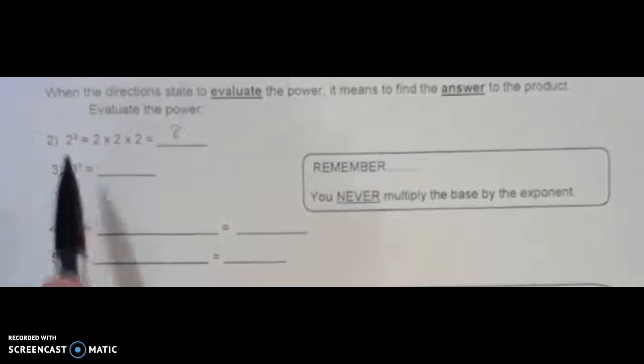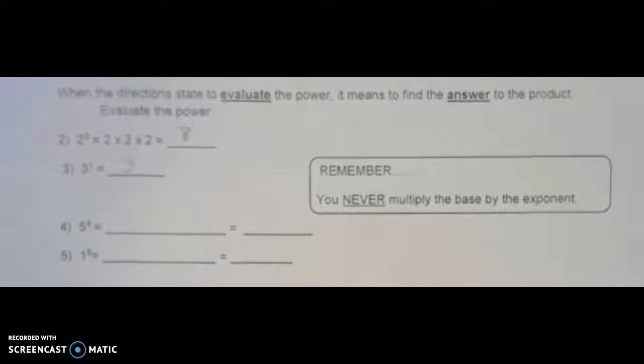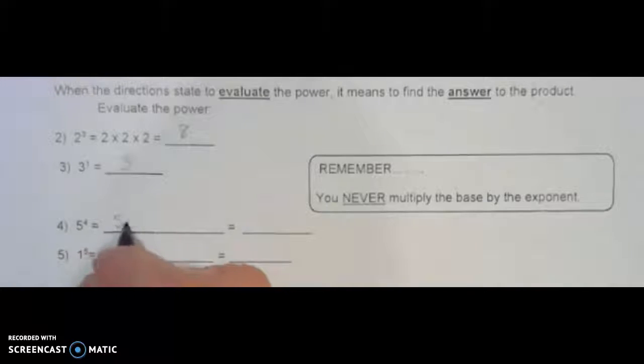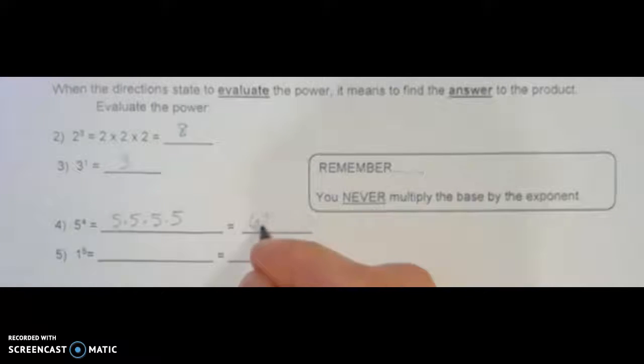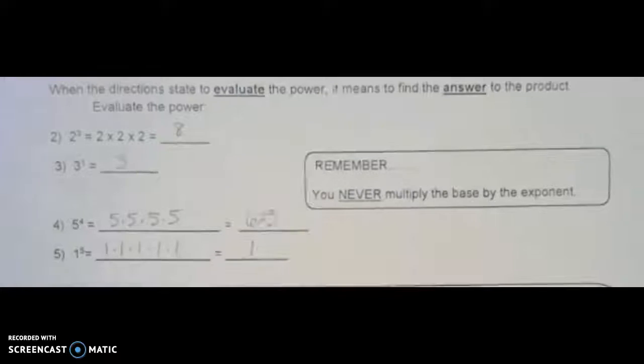3 to the first power is simply the number 3. Whenever the exponent is a 1, the answer is going to be the value of the base. 5 to the fourth power means 5 times 5 times 5 times 5. And now we're going to evaluate that. 5 times 5 is 25. 25 times 5 is 125. 125 times 5 is 625. Finally, 1 to the fifth power means 1 times 1 times 1 times 1 times 1. And that is simply just 1.